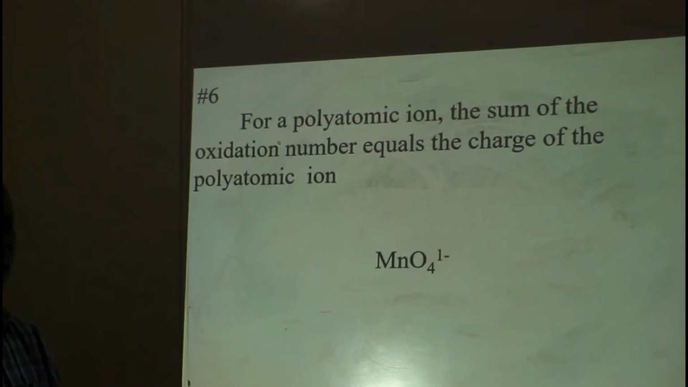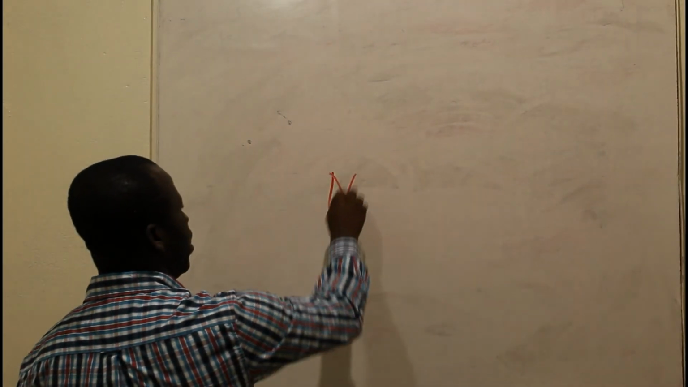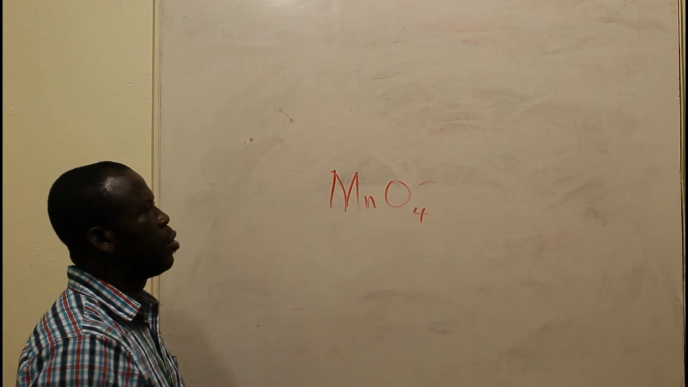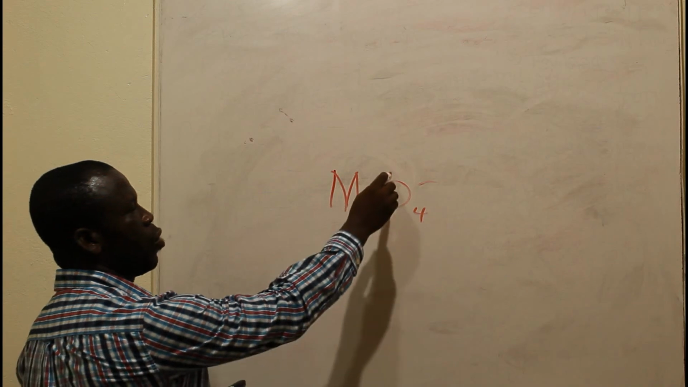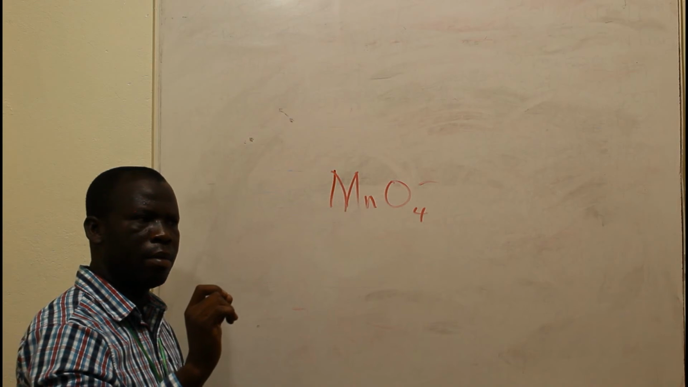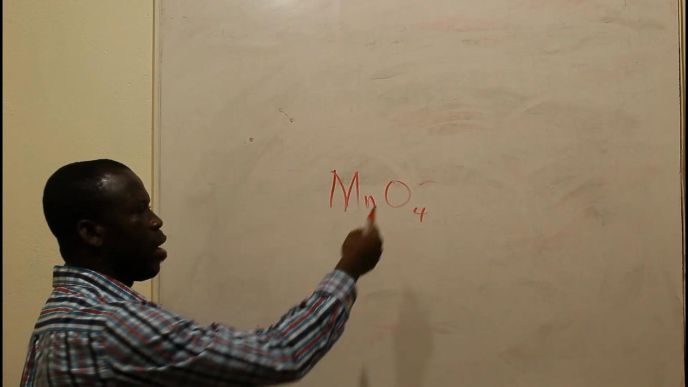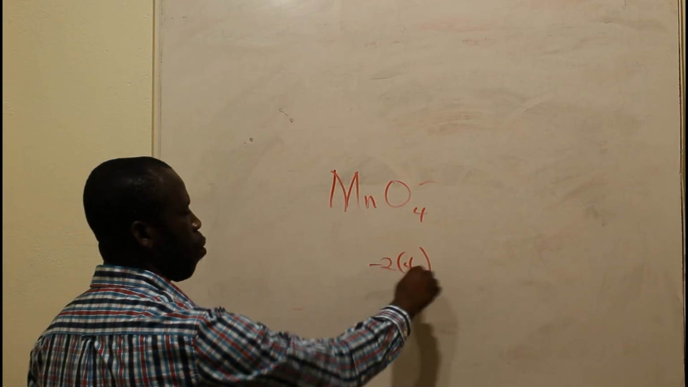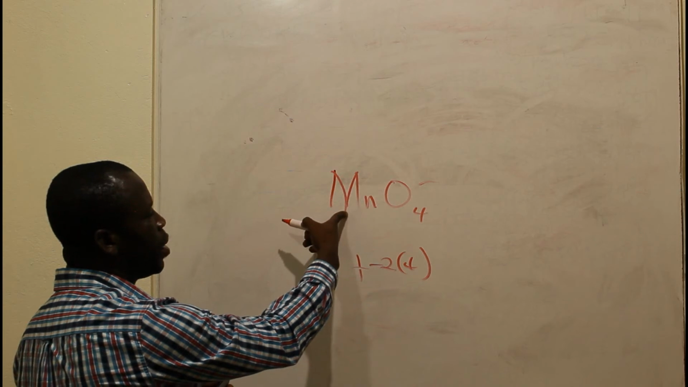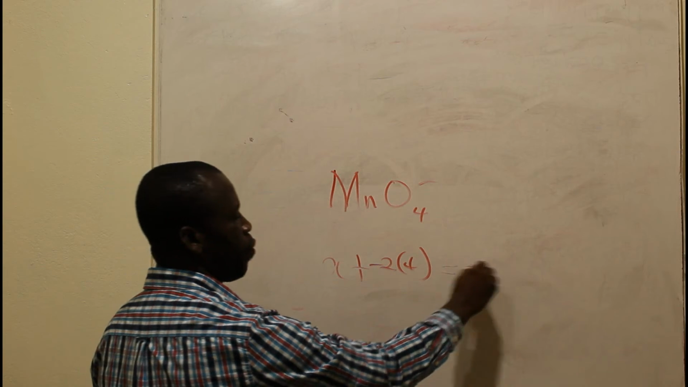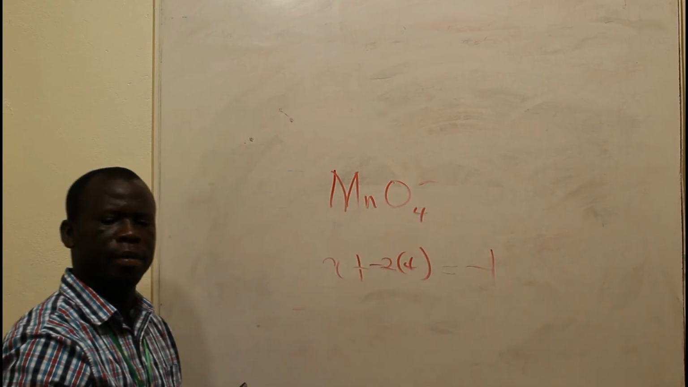Now let's look at this illustration. Permanganate is like this. Then you have already been told that oxygen is always -2. It is hypothetical. You cannot see them. So it is -2, and they are 4 in number. So we're going to have -2 times 4 plus, let me make this x. The sum of these two should be equal to -1.